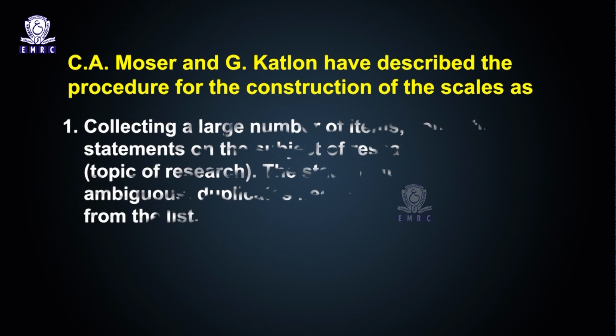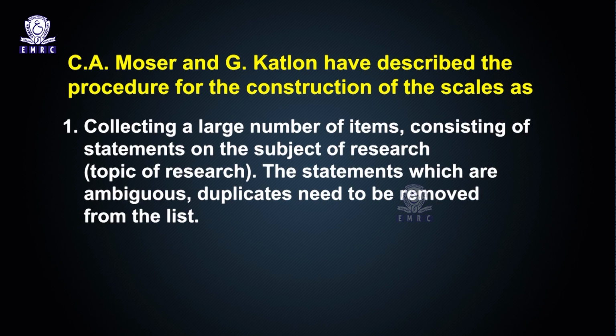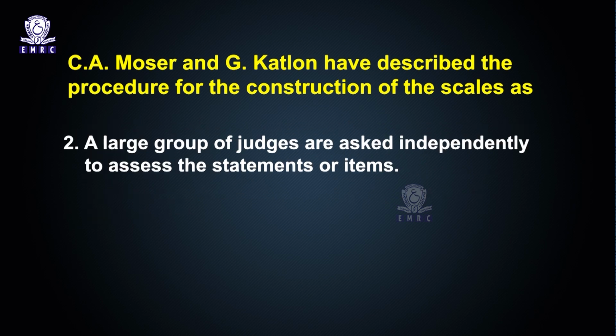The first step involves collecting a large number of items consisting of statements on the subject of research, that is nothing but the topic of research. The statements which are ambiguous or duplicated need to be removed from the list. The second one, a large group of judges are asked independently to assess the statements or items.